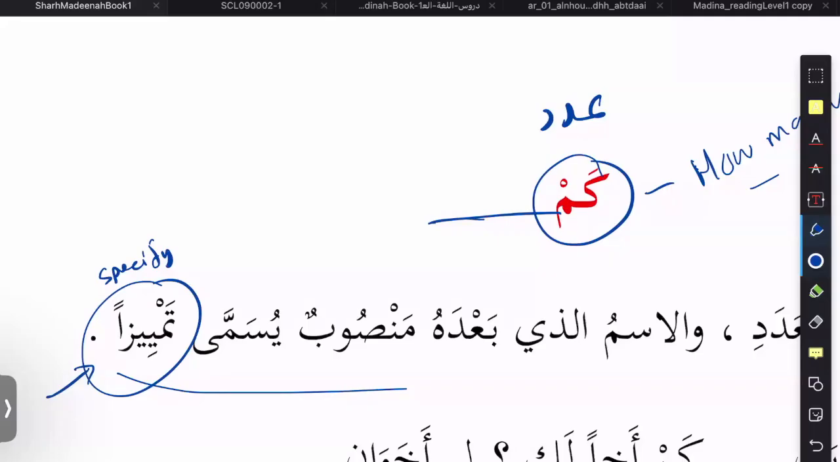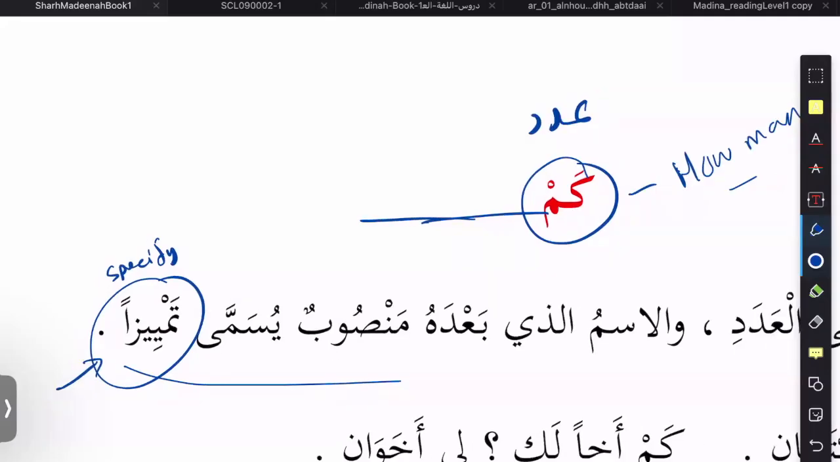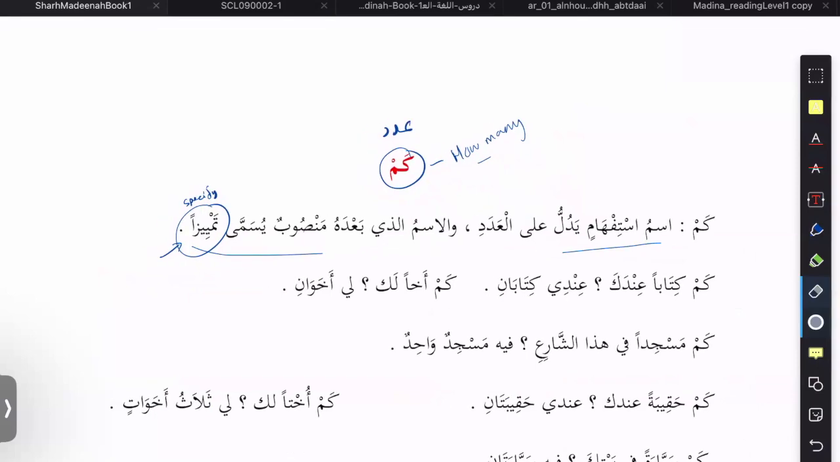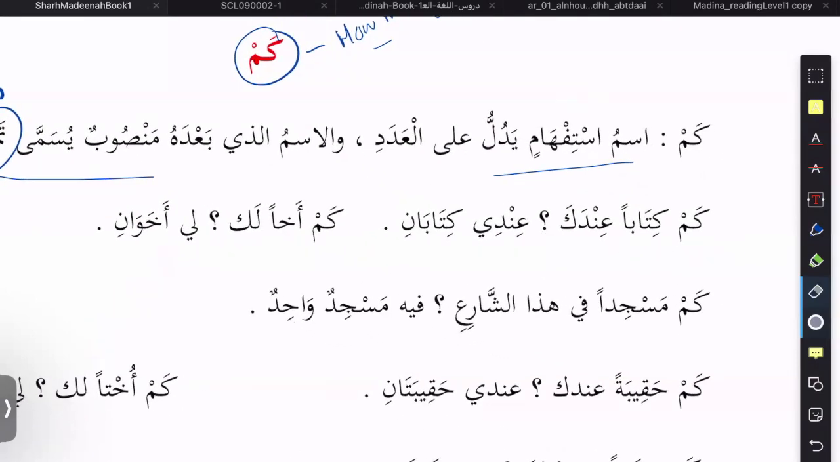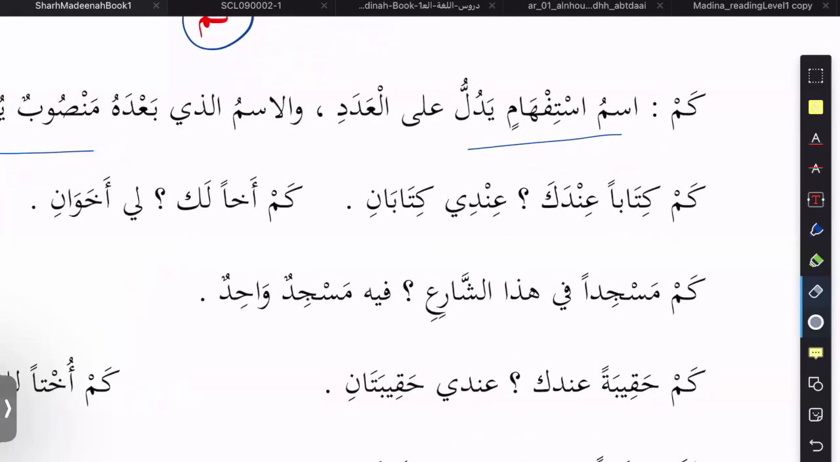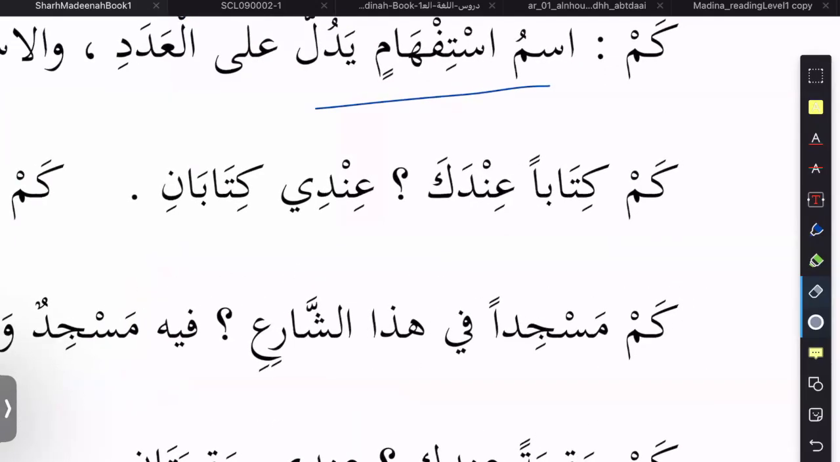So whatever comes after kam, it's going to be tamiz. He's going to teach us how we make this kind of question. How do we say how many books, how many pens, like that. So here we have an example: Kam kitaban indaka. So a few things to note.